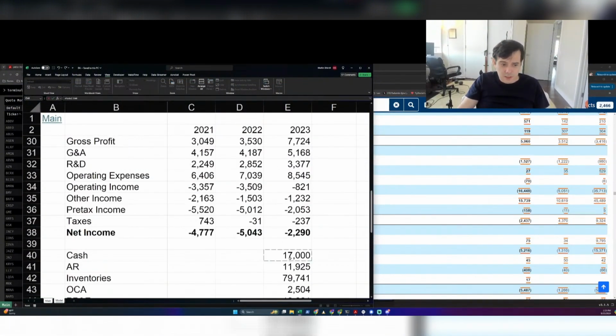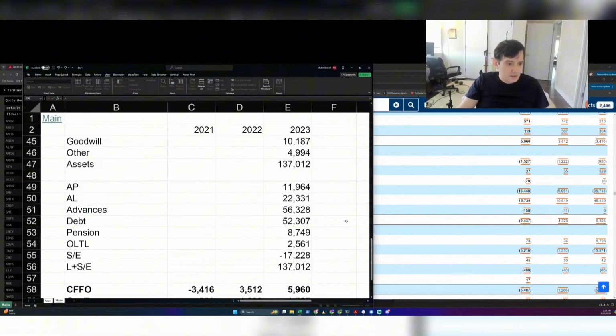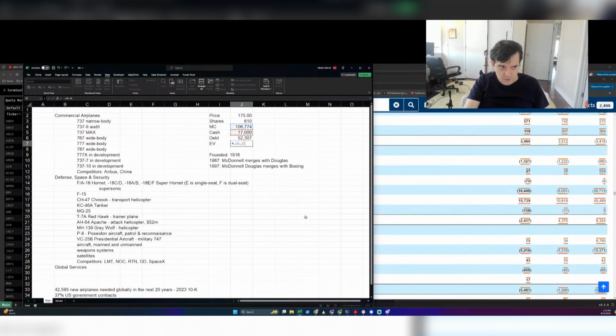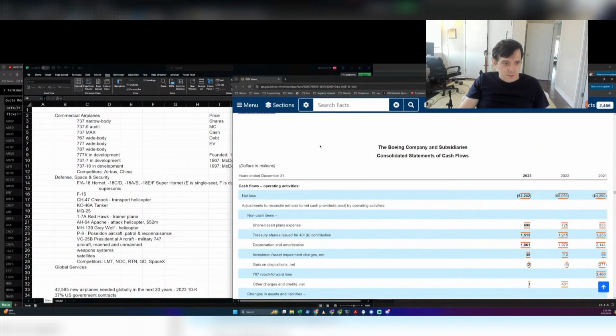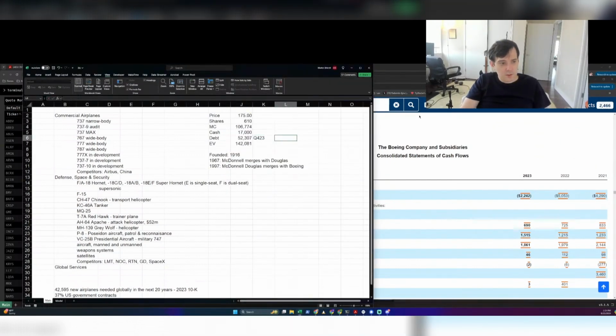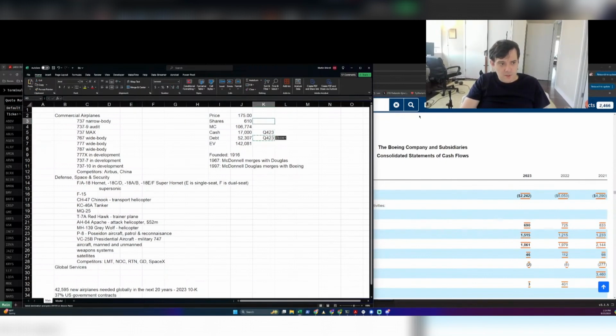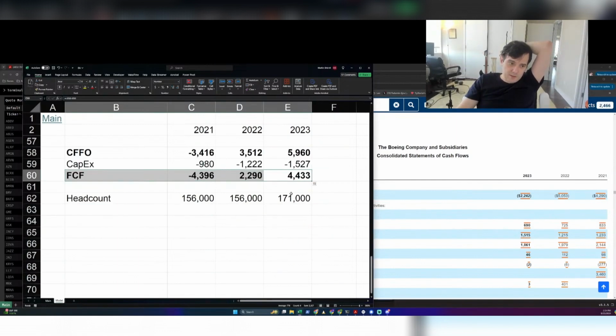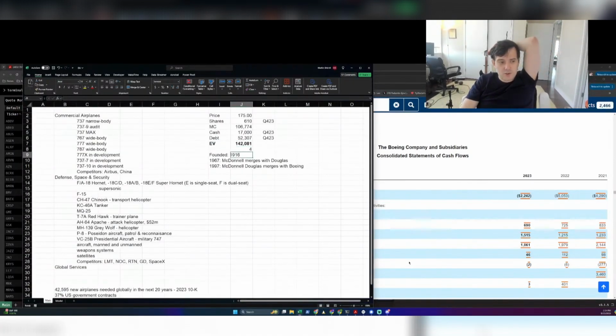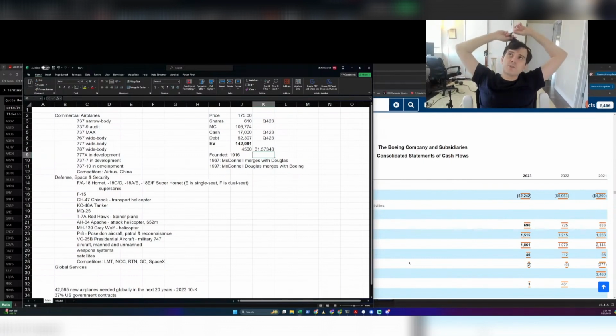They have $17 billion in cash. Let's look at the debt. $52 billion in debt. So the enterprise value is $142 billion. This is December, yes, okay. So this is Q4 2023. Q4 2024 obviously hasn't happened yet, so we'll get that annual report in like 6 months. The enterprise value is $142 billion. For that, that would be the cost to buy Boeing and retire its debt. You get $4 billion in cash flow. What's that ratio like? Well, 32 times enterprise value to free cash flow.